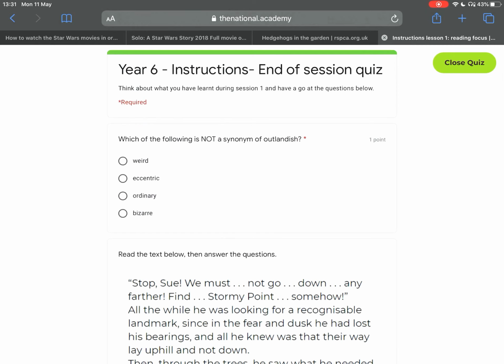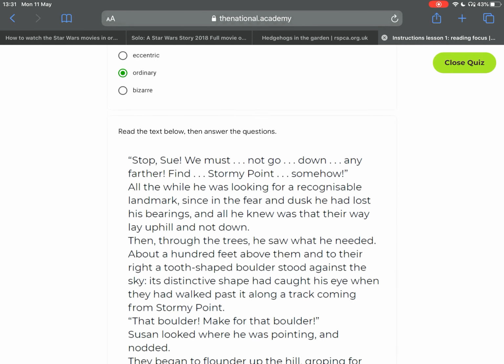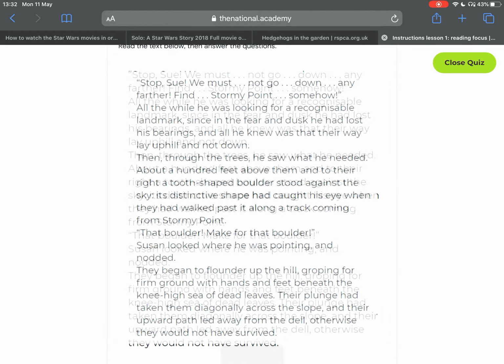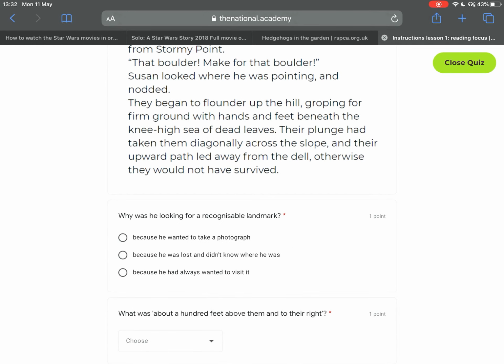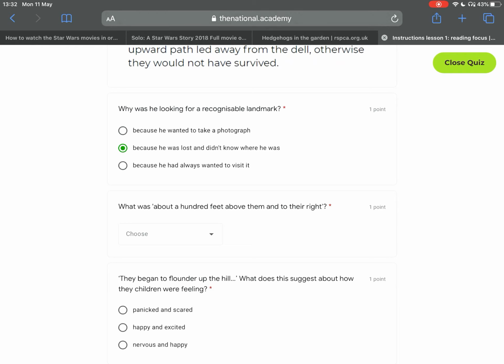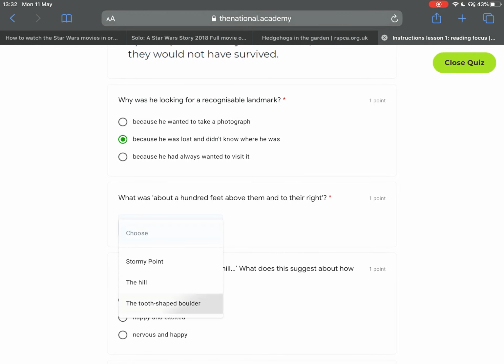So here, which of the following is not a synonym of outlandish? Here, it's ordinary. Here, you would need to read the text there and then answer these. Why was he looking for a recognizable landmark? That would be because he was lost and didn't know where he was. What was about 100 feet above them and to the right? That would be a tooth-shaped boulder.